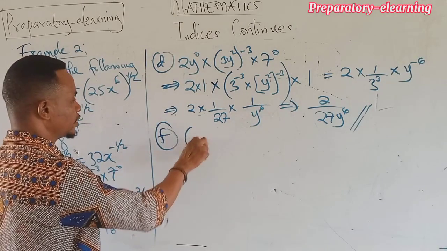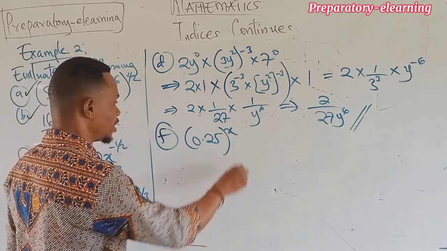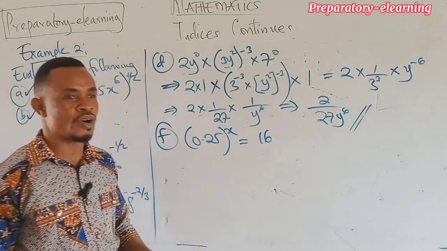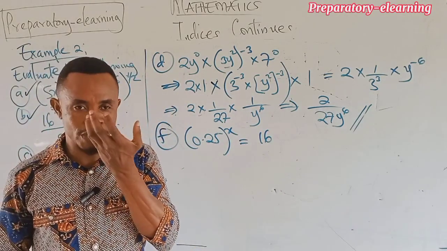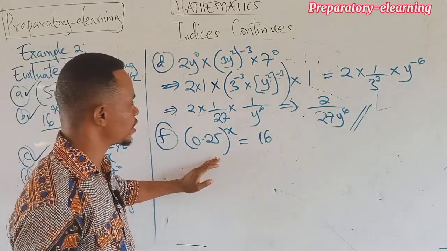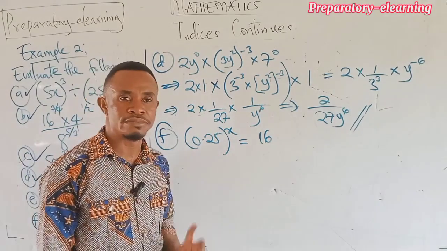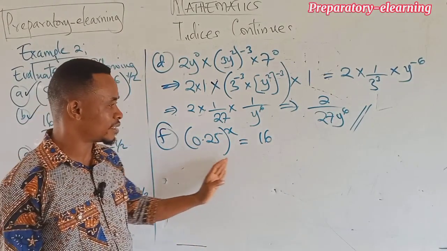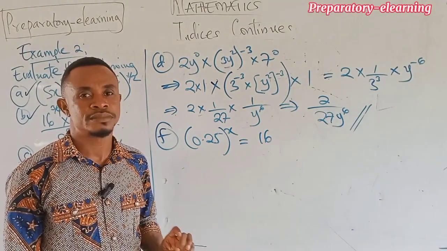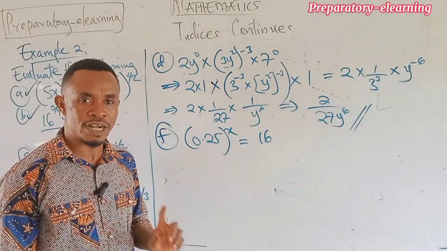F is 0.25 power x equals to 16. This is an example of our exponential equation or exponential function. So how do we solve this? We have a decimal number here. Anytime you have a decimal number in an indices, you change from decimal to fraction. Now, how do we change decimal to fraction?